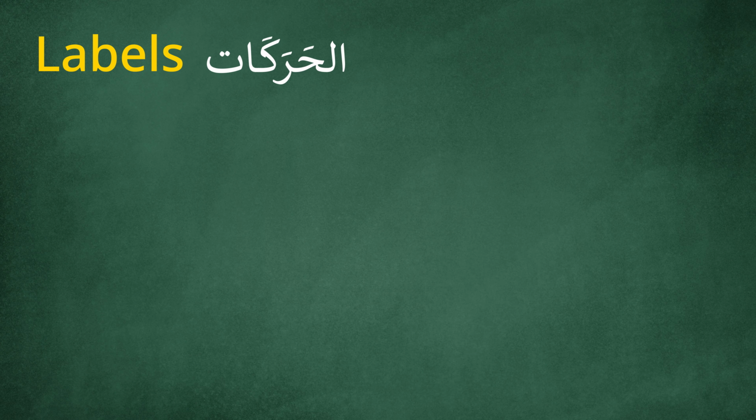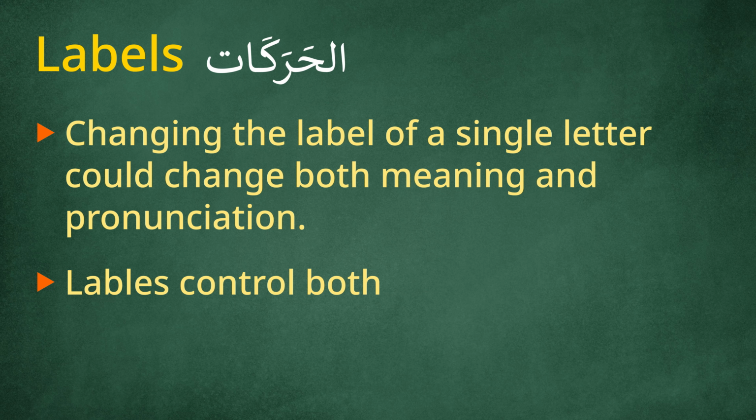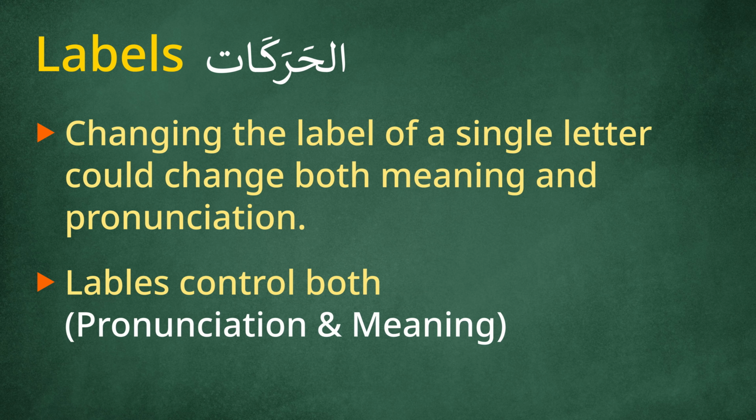As you saw in the previous examples, because we only change the label of a single letter in the same word, both pronunciation and meaning become completely different. So labels control both pronunciation and meaning of any word in Arabic. Now I want first to introduce the basic four labels in Arabic and some important points about them.